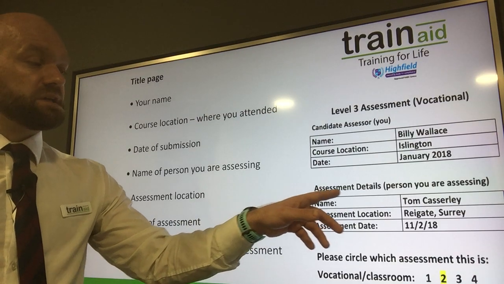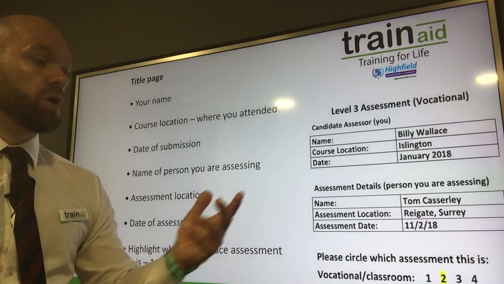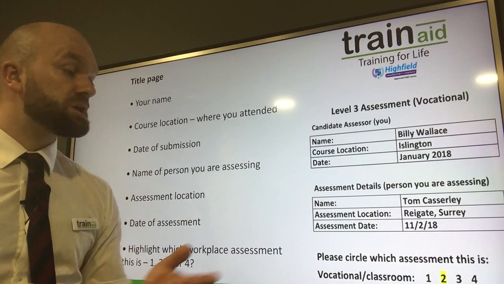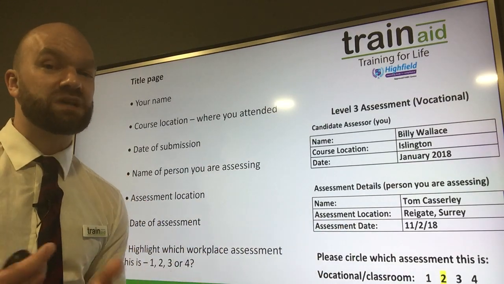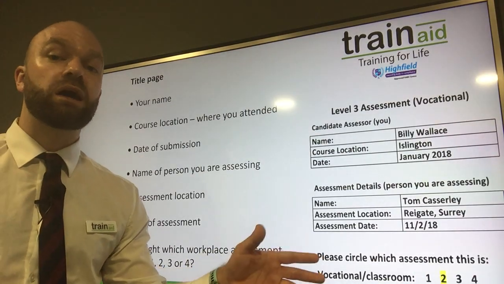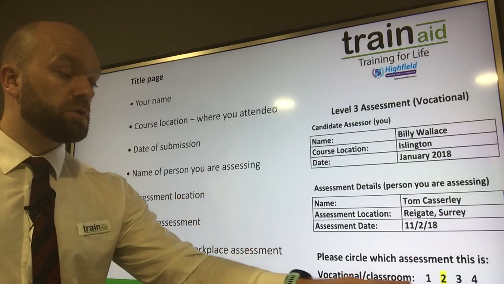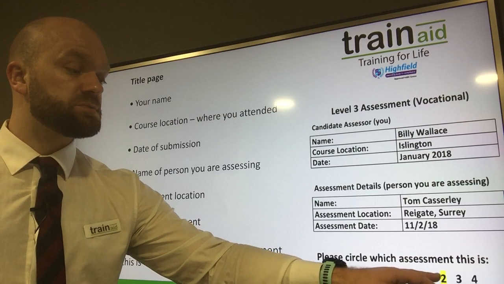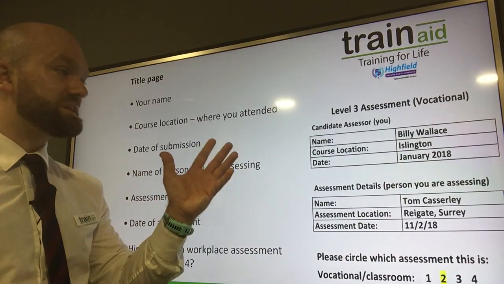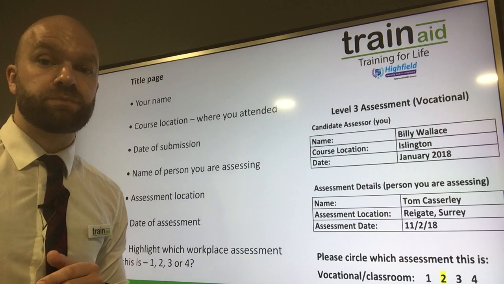At the bottom here, we have the assessment details. This is the person or learner that you are assessing. We need their name, the assessment location, so where it's going to take place, and also the assessment date as well. So that's very important. We also need for you to circle or highlight which vocational assessment this is. For example, we have vocation assessment number 2 there. Okay, so for your 4 assessments, we are looking to see the front page filled in with a variety of information.